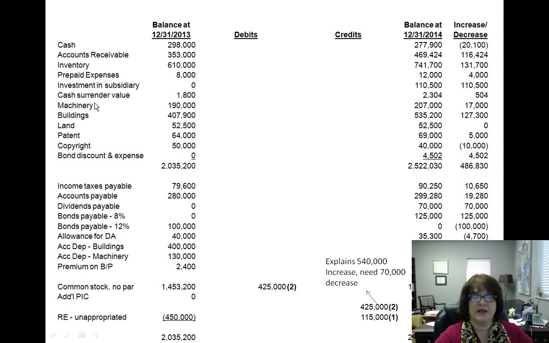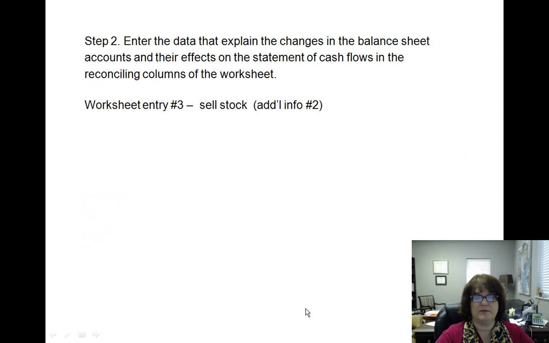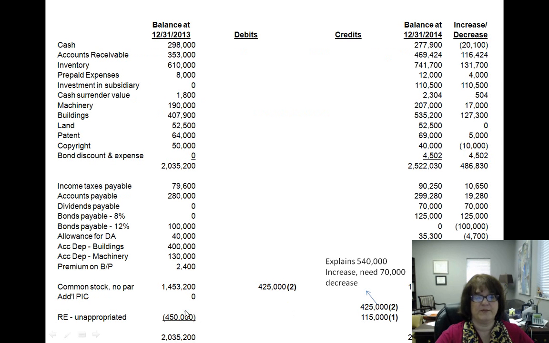I still have more to explain. I'm also not through with common stock. I've shown that common stock went down $425,000, but it actually only went down a total of $277,000 for the year. So there's going to be some other increase that's going to come along, right?